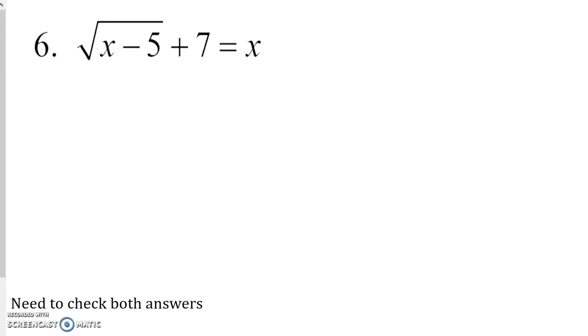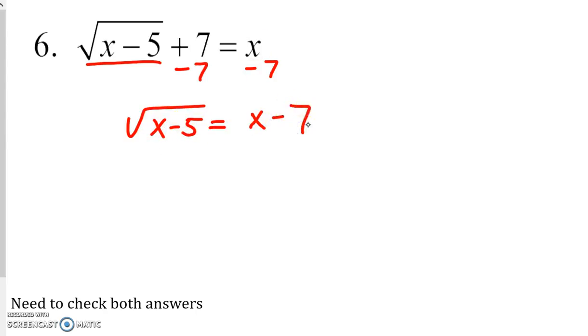And this last one is definitely more of a challenge problem, definitely more bonus style for you guys. So let's look at this. I need this radical to be by itself. So the first thing I'm going to do is move this over. So I get x minus 5 equals, and now I get x minus 7, which is a little different. So as long as my radical is isolated by itself, I can start to get rid of it. But when I do that, I have to put the x minus 7 into parentheses and square it.